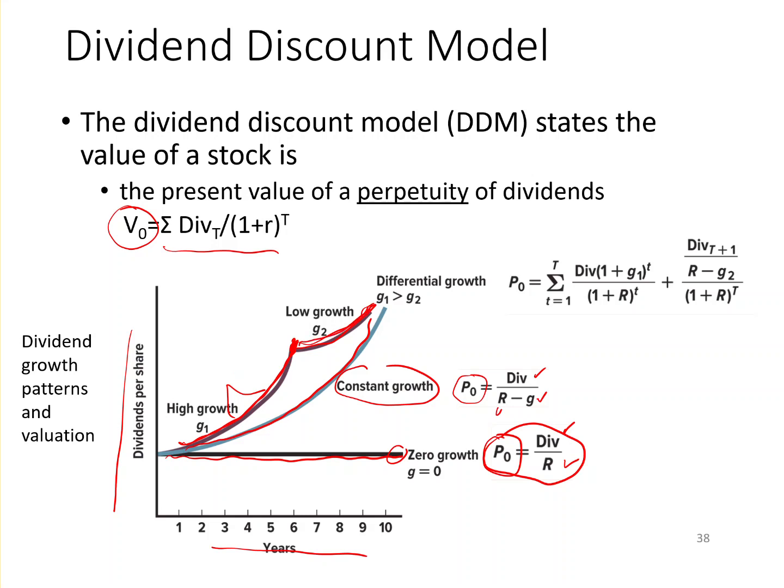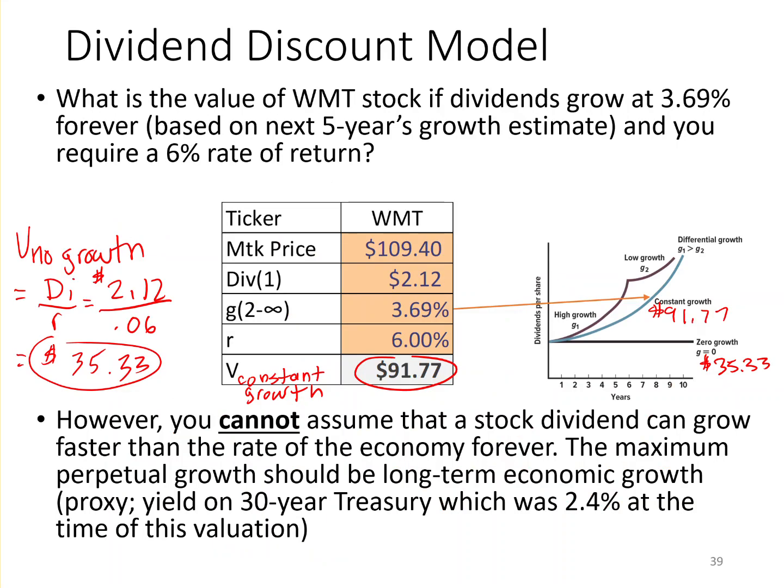So let's look at 3 scenarios for Walmart. Let's assume it just paid $2.12 a share. If I want to use a zero growth model, I would just take $2.12. That would be last period's dividend and next period's dividend and so on, and just divide by a discount rate, we'll call it 6%. And we get $35.33. If you believed in this model and the actual stock price was $109, you'd say, well, Walmart is grossly overvalued, you shouldn't buy it.